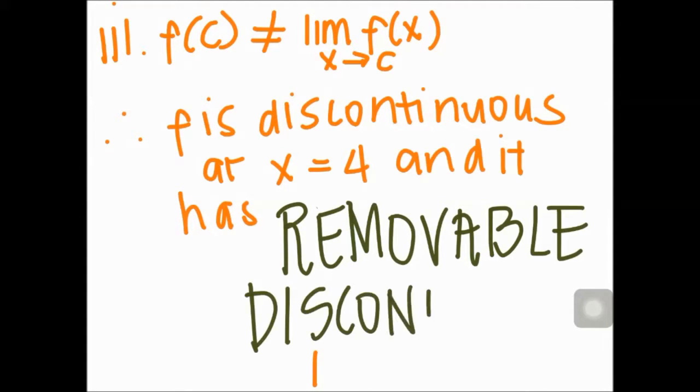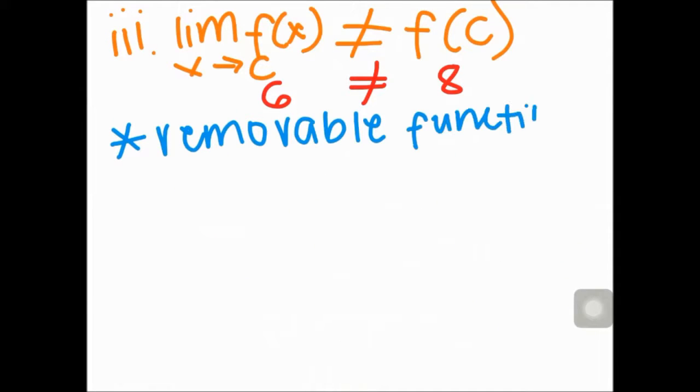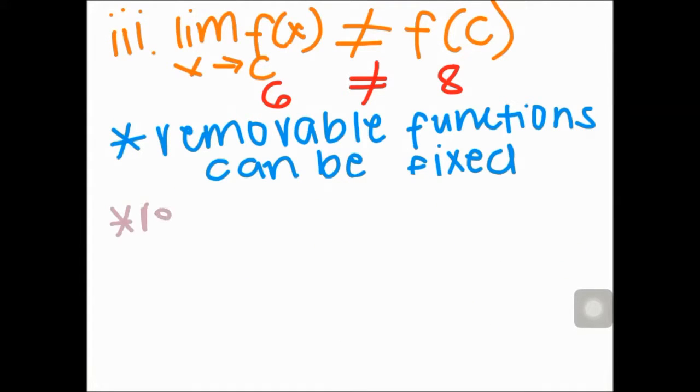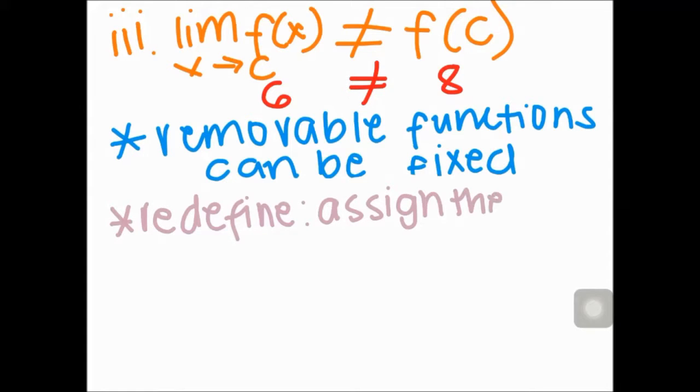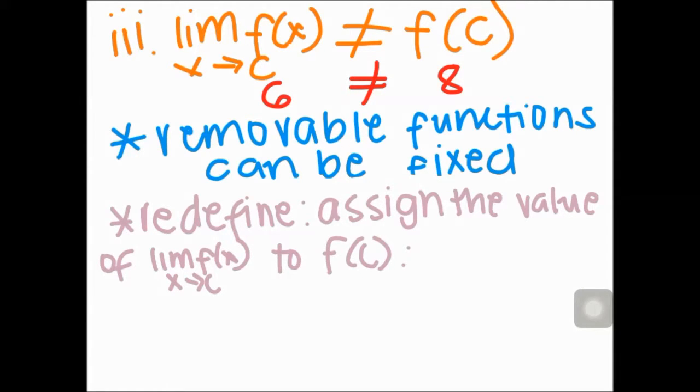Take note, removable discontinuities can be fixed or made continuous. This can be made possible if we redefine, that is, assign the value extracted from the limit of f of x as x approaches c to f of c. In this given, let f of 4 be equal to 6, therefore making it continuous.